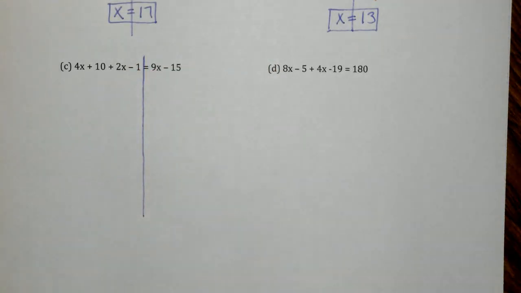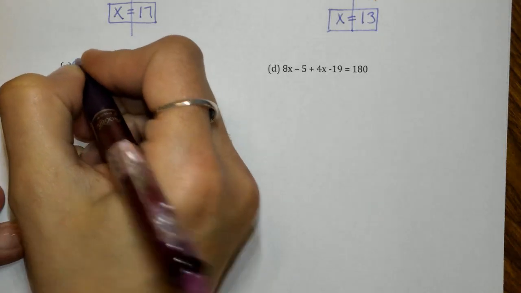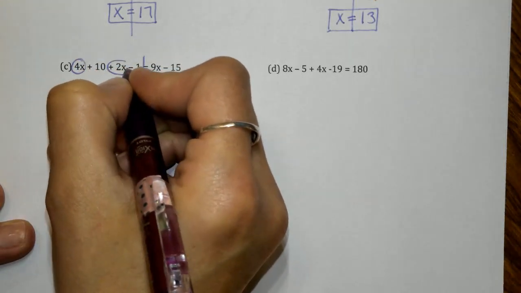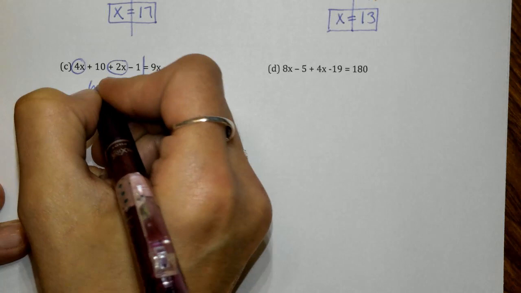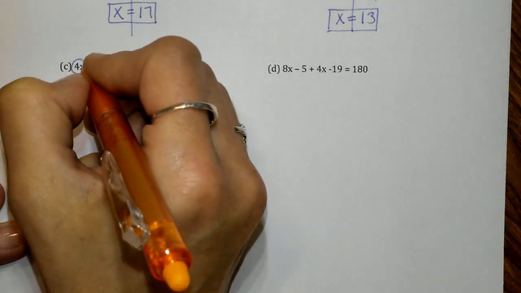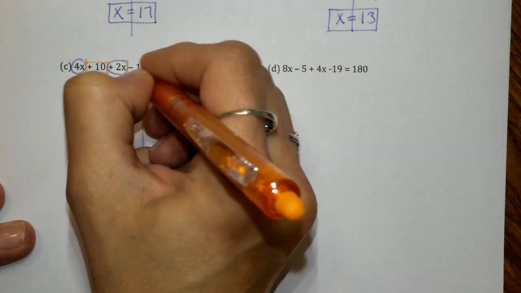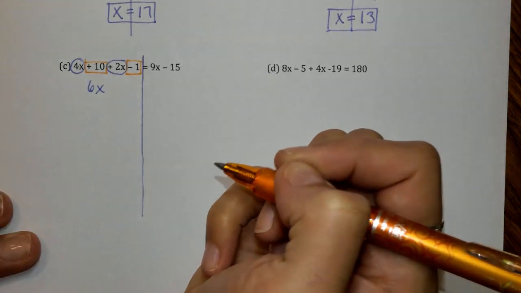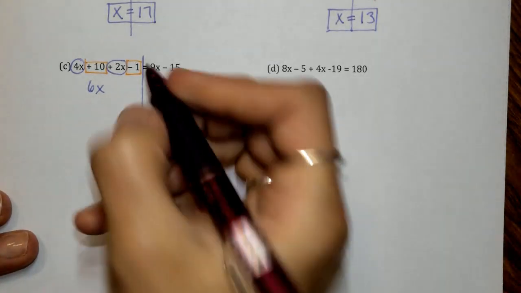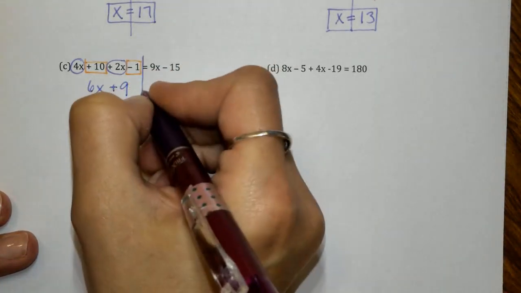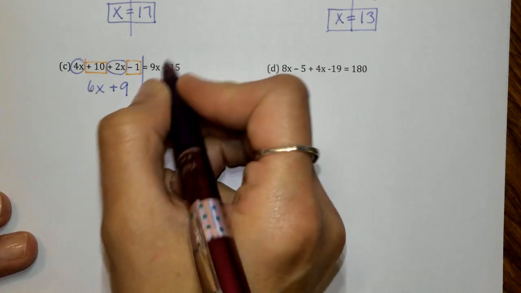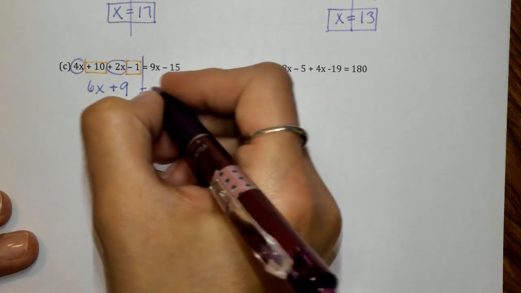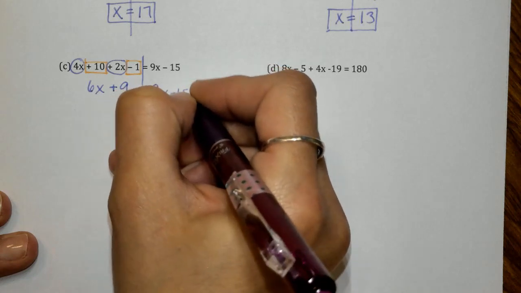All right, I see like terms to combine. Here I have a 4x. Any more x's? Yep, here's a 2x. We're going to combine these to get 6x. Constants, I have a positive 10 and negative 1, or 10 minus 1. We're going to get a positive 9. On the right, there's nothing to combine, no distribution. Just bring it straight down to prepare for the next step.